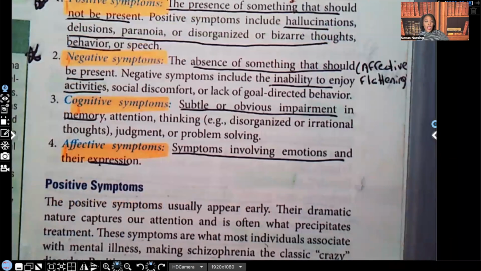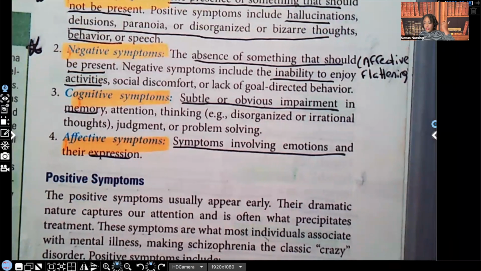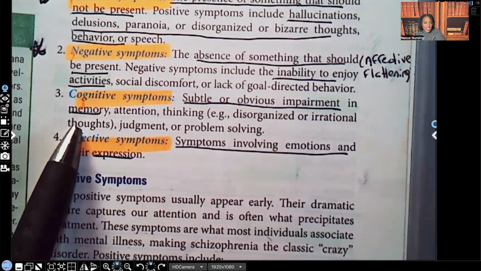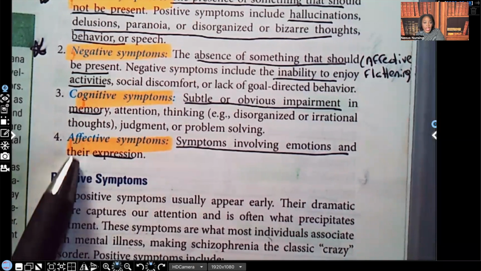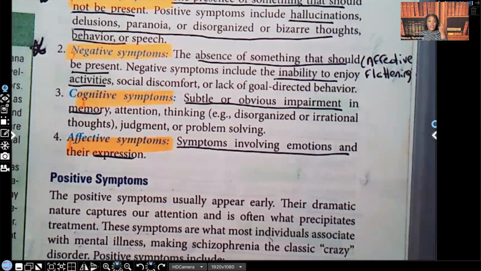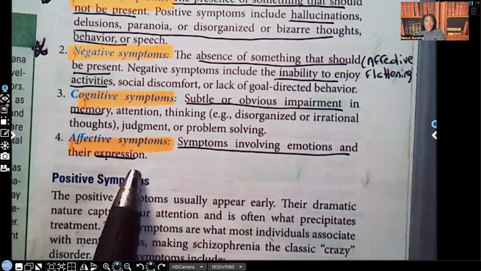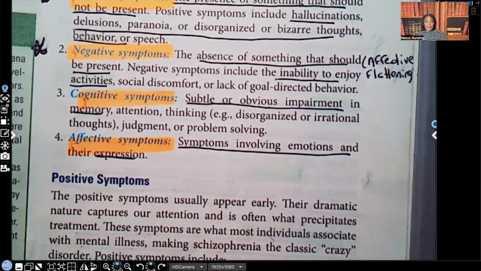All right. Cognitive symptoms. Remember, cognitive, that's how you think. Subtle or obvious impairment in memory, attention, thinking, problem solving, judgment. And last, affective symptoms. These are symptoms where emotions are expressed, okay? Affective symptoms, symptoms involving emotions and their expression. So if I'm happy, you should see on my face that I'm happy. If I'm annoyed with you, you should see on my face that I'm annoyed with you, right? So that's affective symptoms. You can see their emotions from their facial expressions.